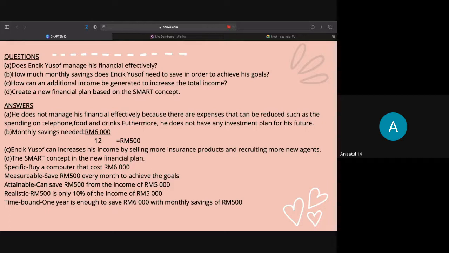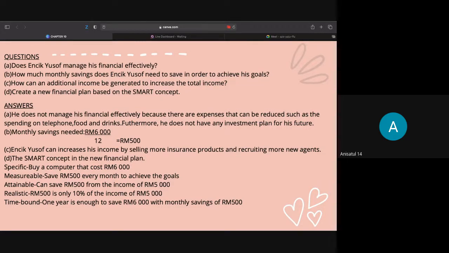Macam mana kita nak jawab? Kita boleh kata he does not manage his financial effectively because there are expenses that can be reduced such as the spending of telephone, food and drinks. Maksudnya dekat sini, Encik Yusof ni dia tak manage dia punya pelan kewangan dengan baik. Sebab apa? Sebab ada sesetengah belanja yang dia boleh kurangkan. Contohnya dalam sudut telefon, makanan dan minuman. Furthermore, he does not have any investment plan for his future. Maksudnya, dia tak ada pelan pelaburan langsung untuk masa hadapan dia.